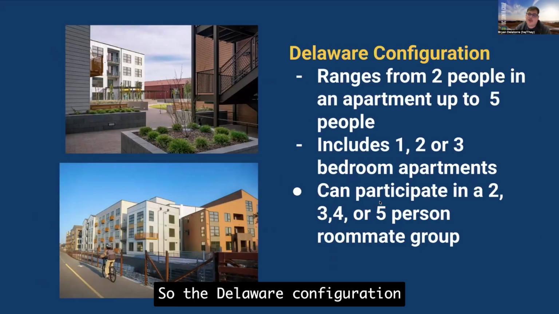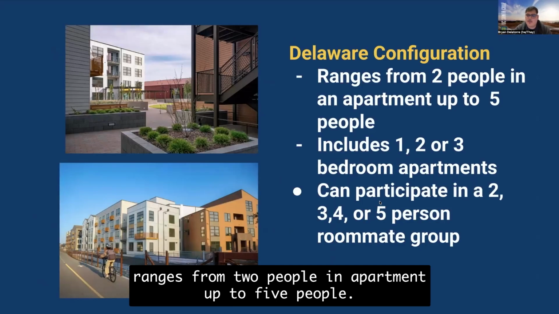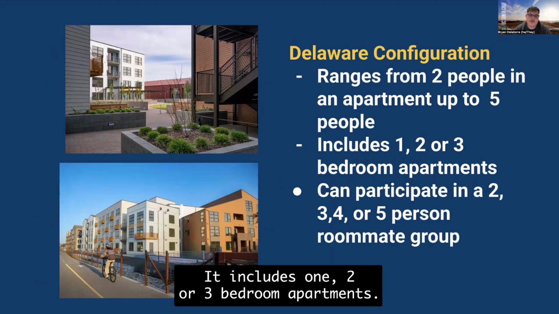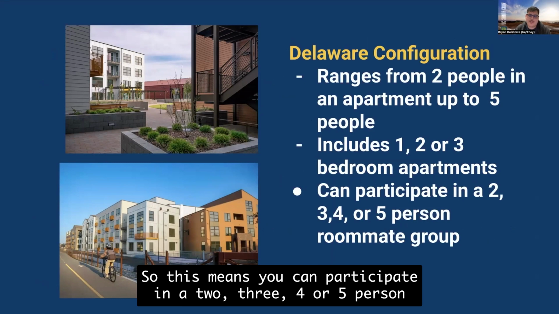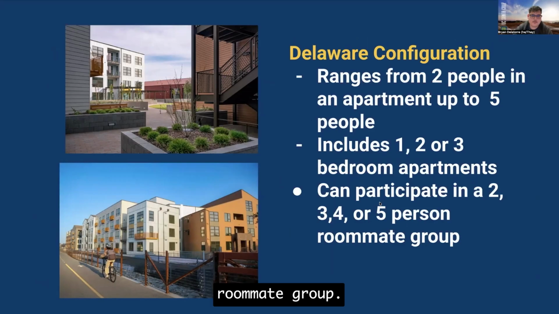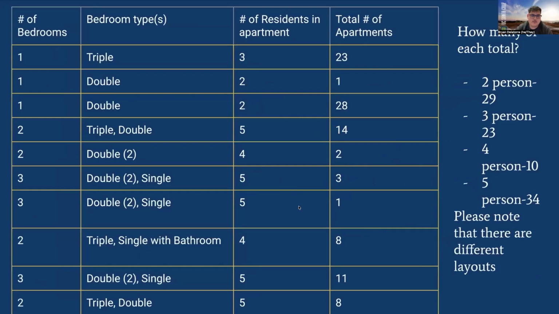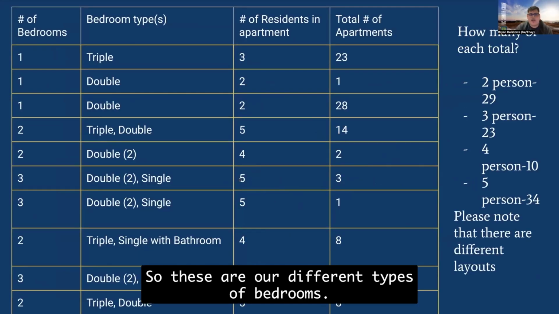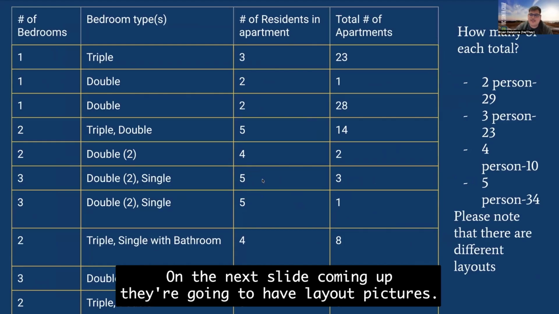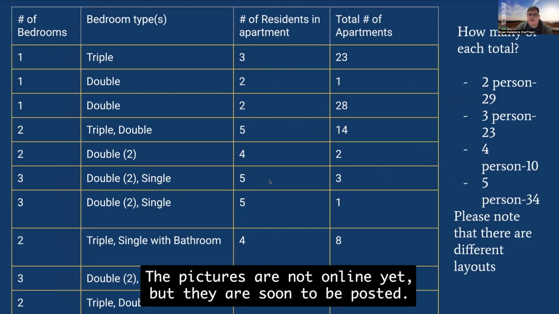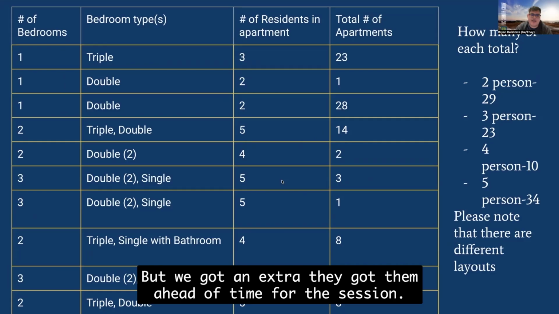So the Delaware configuration ranges from 2 people in an apartment up to 5 people. It includes 1, 2, or 3 bedroom apartments. So this means you can participate in a 2, 3, 4, or 5 person roommate group. So these are our different types of bedrooms. On the next slides coming up, they're going to have layout pictures. The layout pictures are not online yet, but they are soon to be posted. But we got them ahead of time for the session.